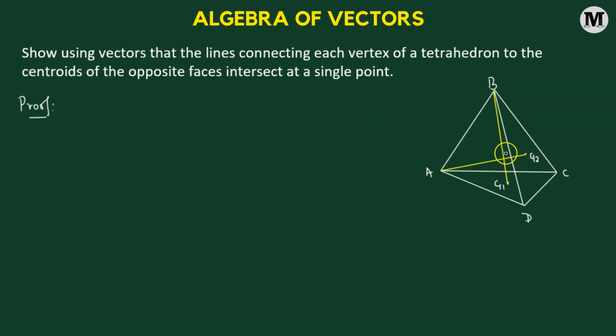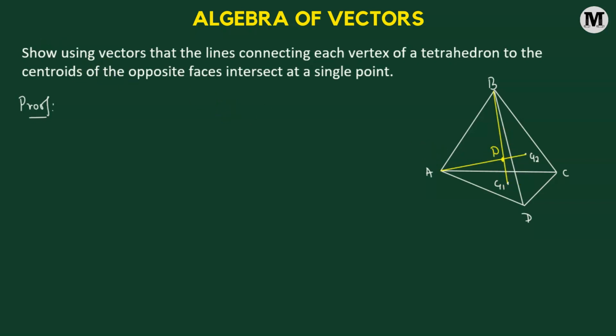And then we can consider the remaining two centroids, and we have to show that all four lines are going to intersect at a single point. So let's say this is the single point P. We need to show that these four lines are going to be concurrent.